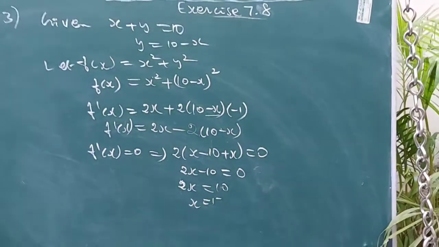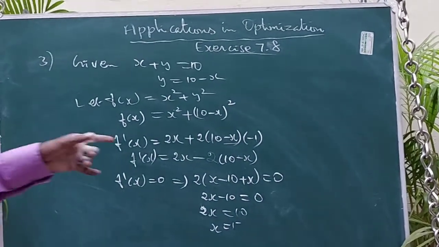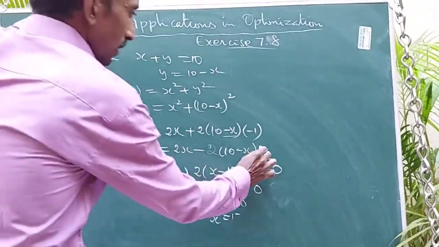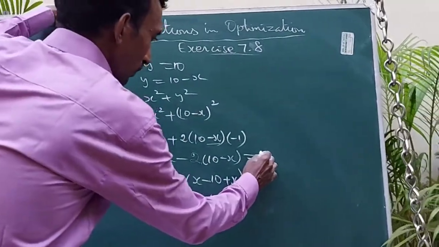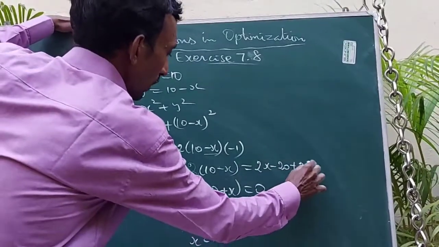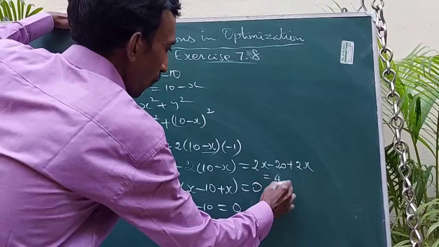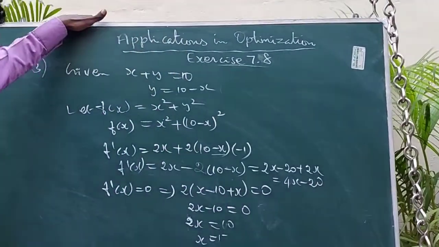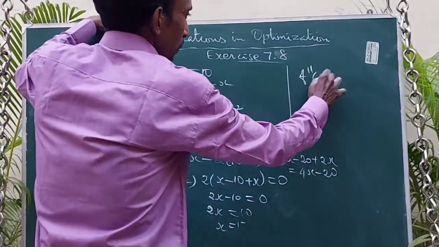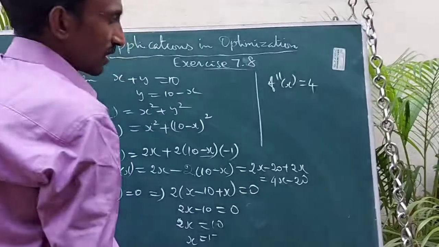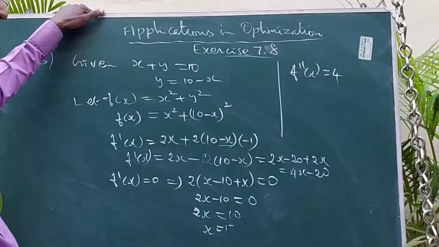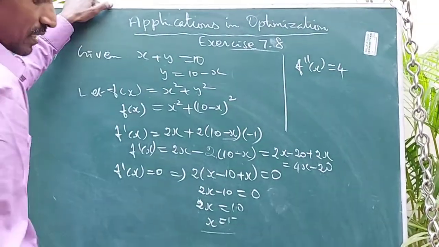Next, the first derivative value is here, if you want you can simplify. It is 2x minus 20 plus 2x. So it is 4x minus 20. So that is the first derivative. So again find out the second derivative. So 4 into differentiation of x is 1 and differentiation of minus 20, again a constant, is 0. So the second derivative is always positive. So it is true for x equal to 5.